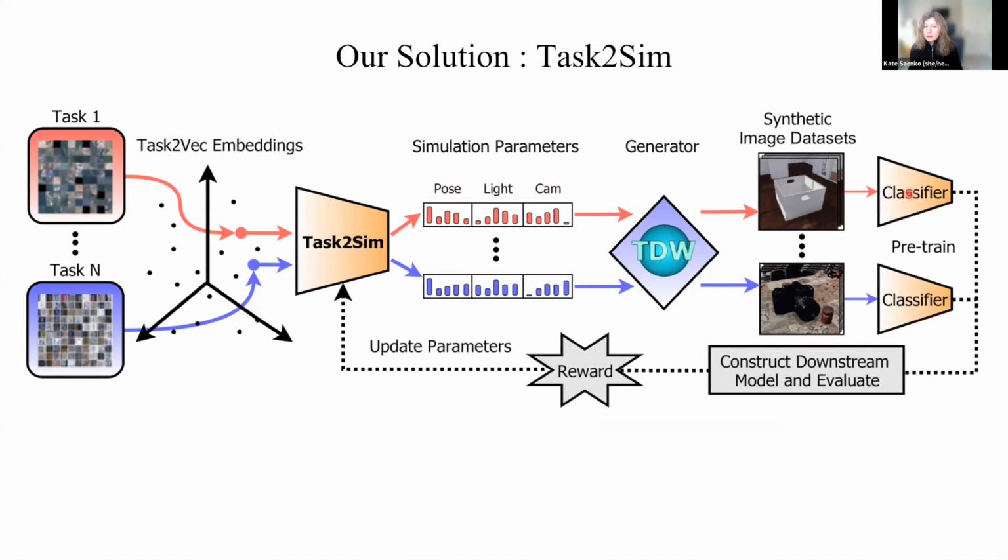And then to train the Task2Sim model itself, we're going to evaluate these pre-training data sets by actually pre-training classifiers and evaluating them. So this is all happening in the loop. And then we evaluate quickly using KNN. So this is a fast way of evaluating a model, and that gives us a reward to train the Task2Sim parameters.